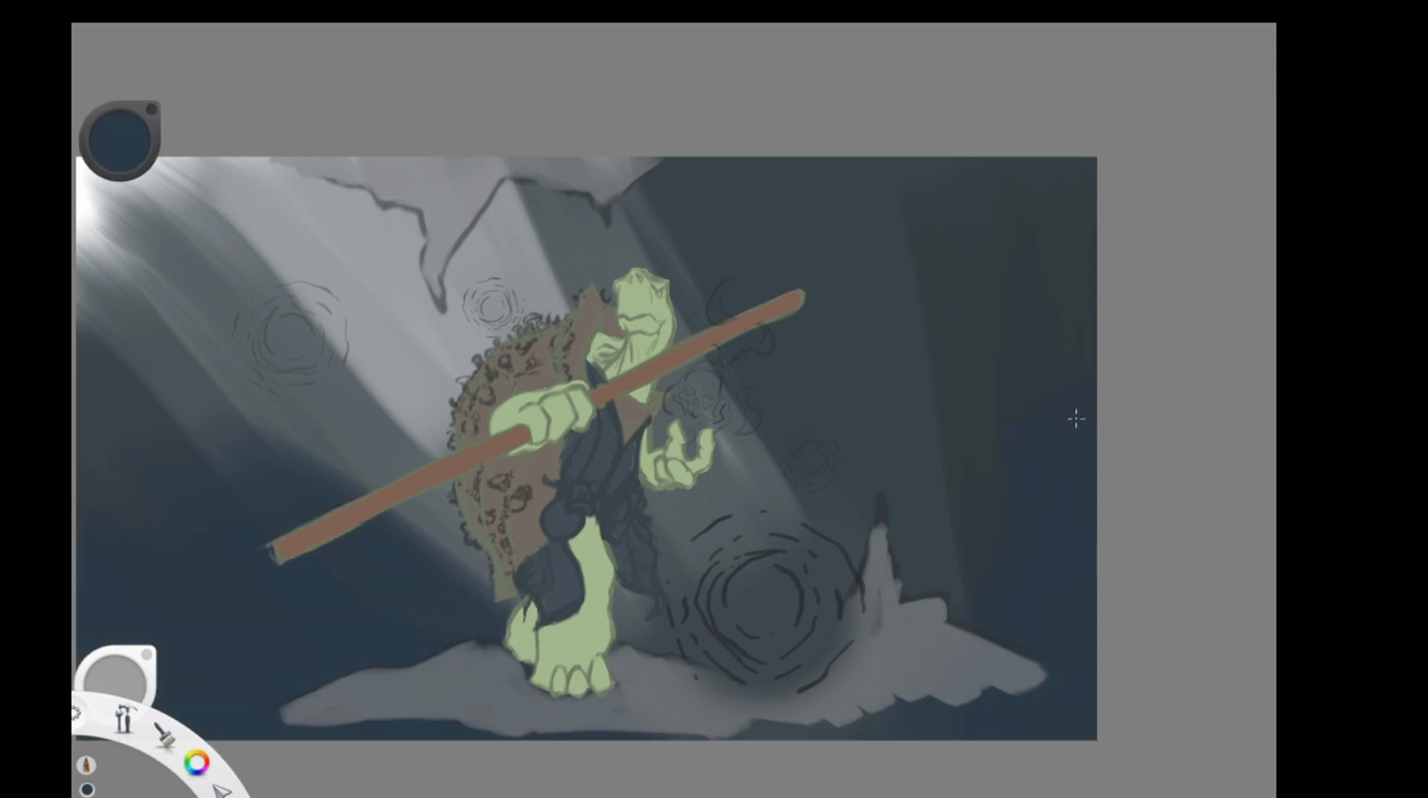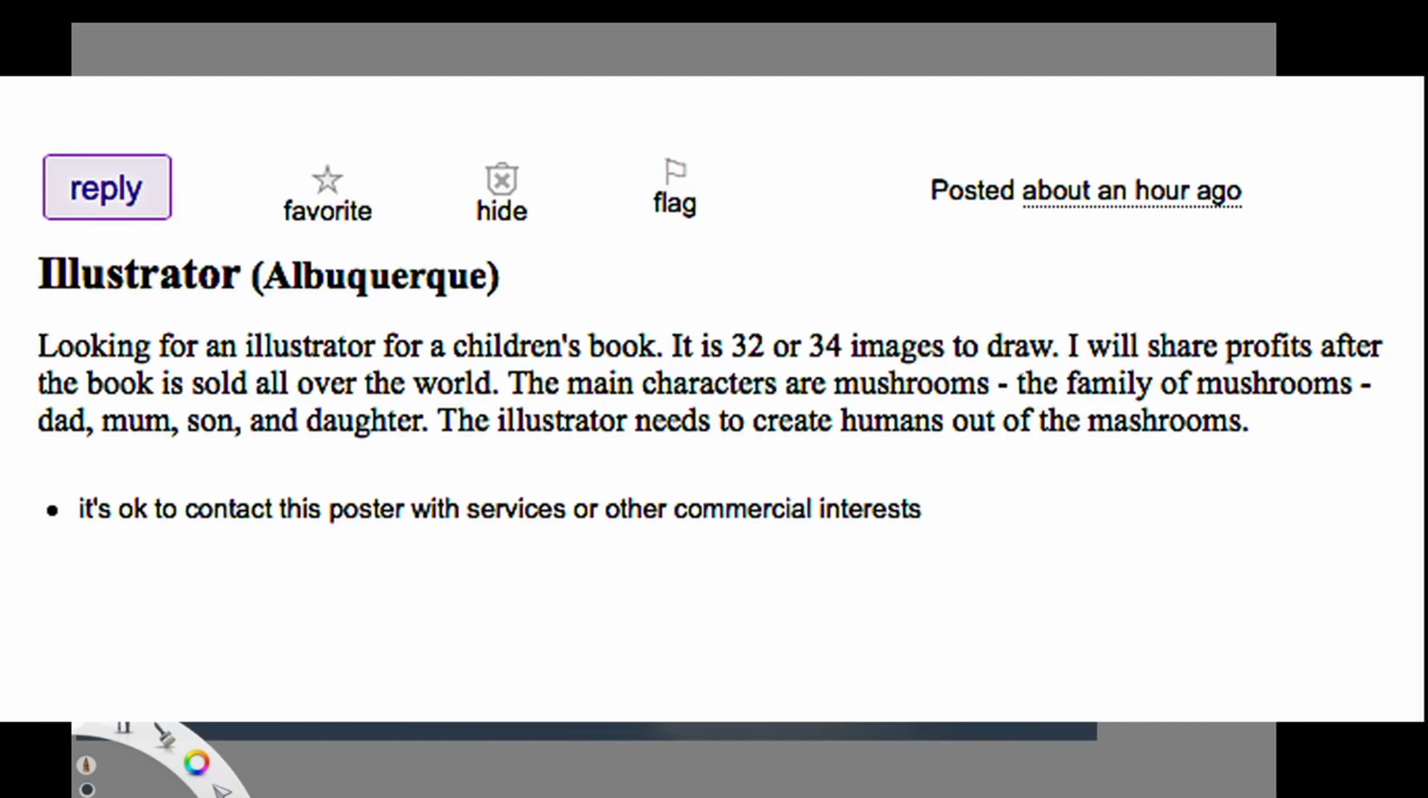Okay, here's one. Illustrator. Looking for an illustrator for a children's book. It is 32 or 34 images to draw. I will share profits after the book is sold all over the world. The main characters are mushrooms. The family of mushrooms. Dad, mom, son, and daughter. The illustrator needs to create humans out of the mushrooms.